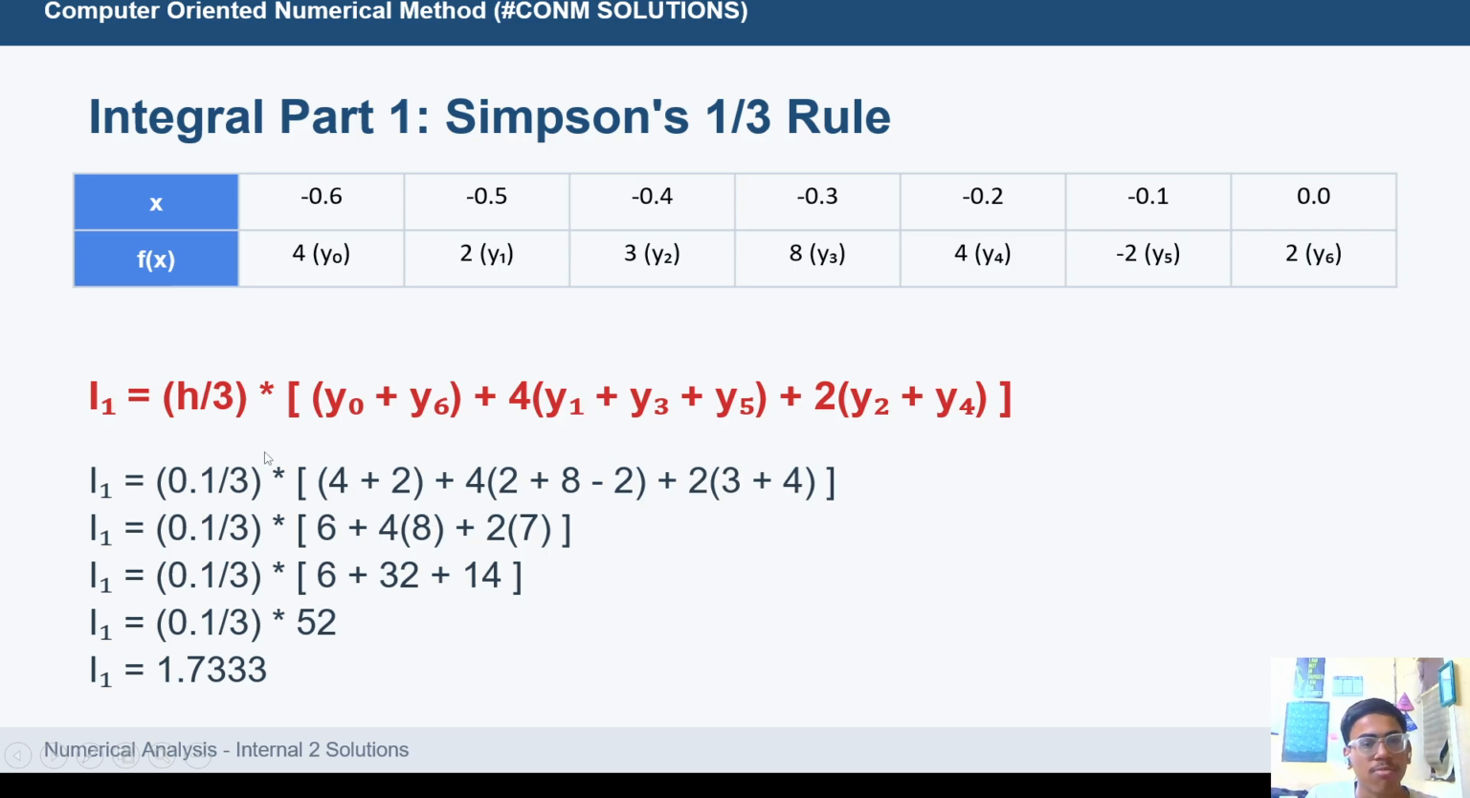h is already known, 1 by 3. y0 is 4, y1 is 2, y2 is 2, y3 is 8, y4 is, I guess, minus 2. All these values are given in the question. By putting these values, we will find the first integral, which will come around 1.766.